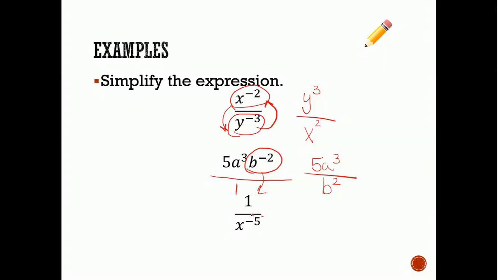What about x to the negative 5? Well, notice it's negative, right? So it needs to move to the top. So we would have 1 x to the 5th on the top. Nothing on the bottom except for an understood 1, but we don't need to write it there.